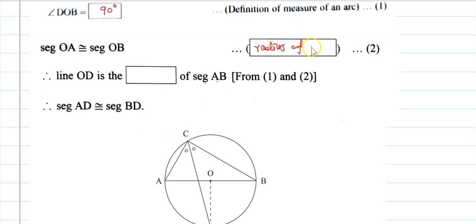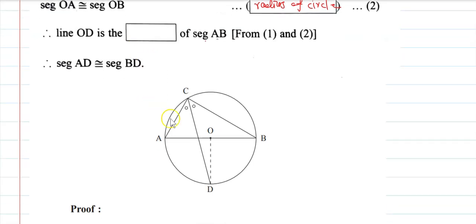This is the radius of the circle. Line OD is the perpendicular bisector of segment AB. OD is a perpendicular bisector of segment AB.